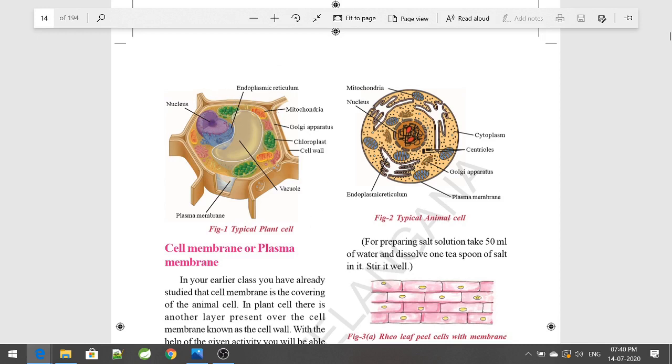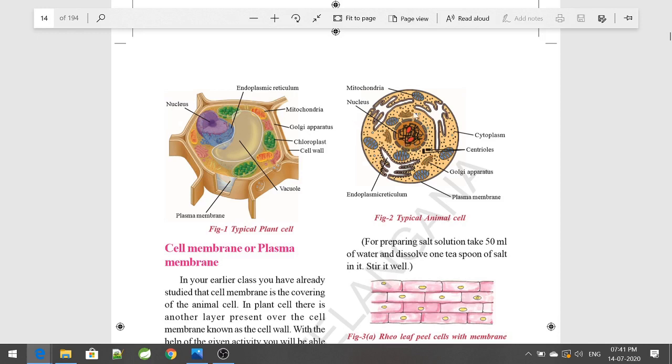Just keep in mind where and what are present in a cell. So what are all the things present in a plant cell? Nucleus, endoplasmic reticulum, mitochondria, Golgi apparatus, chloroplast, cell wall, vacuole and a plasma membrane. See, this is the cell wall, shown in a white color, in many layers, and then inside we have a plasma membrane. But here the cell wall is absent but the plasma membrane is present. Endoplasmic reticulum is also present here. Nucleus is present here also.